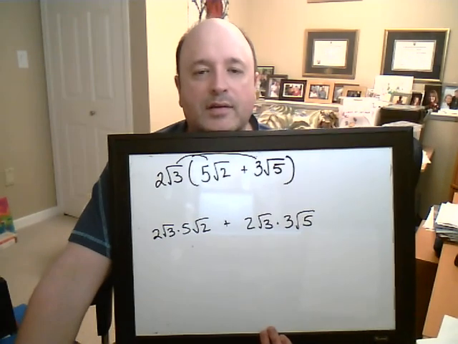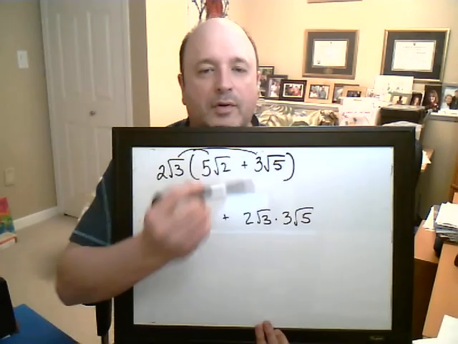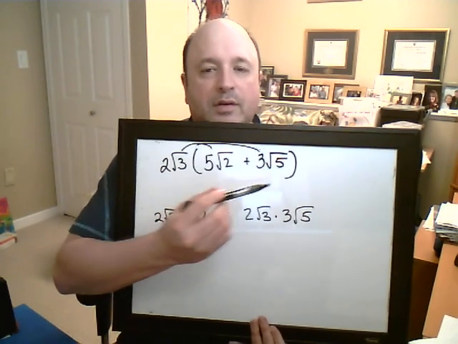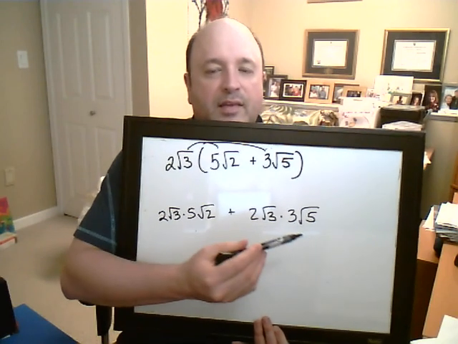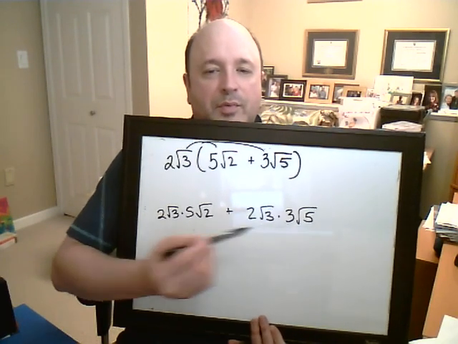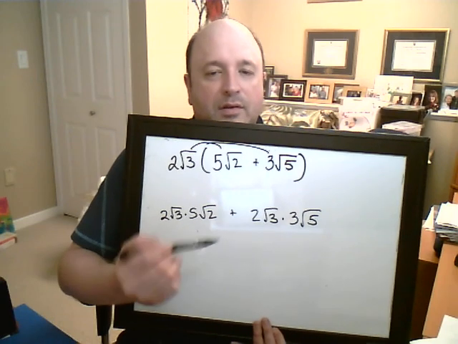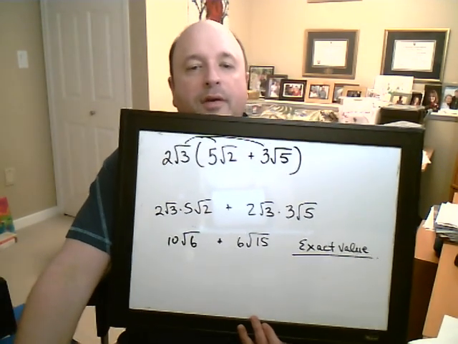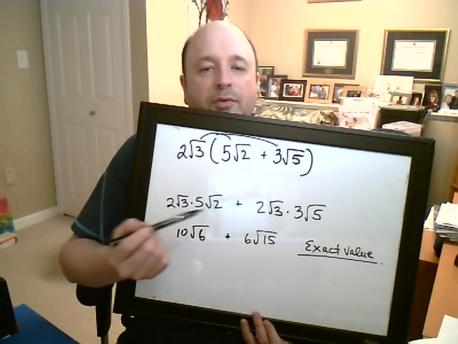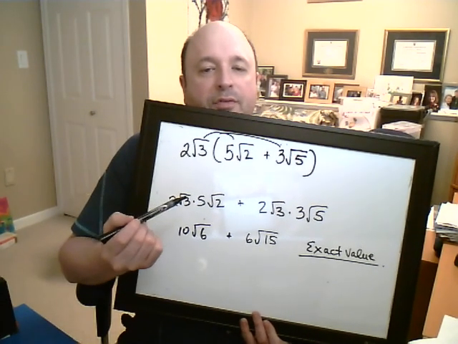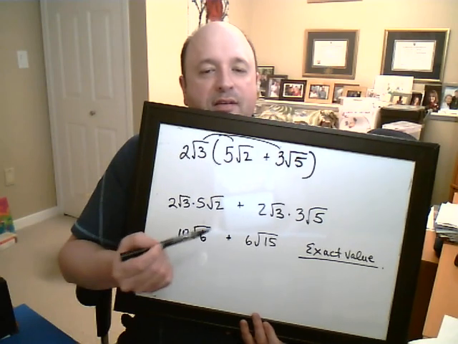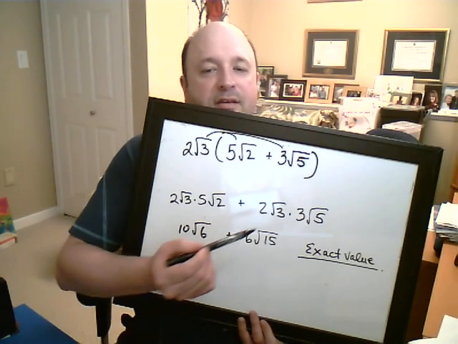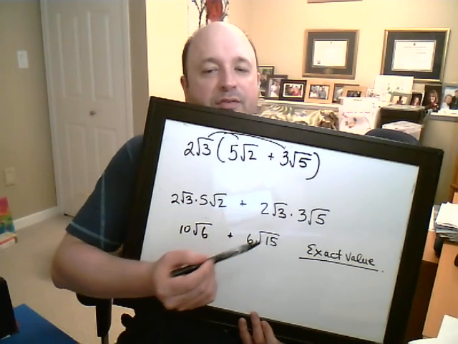When we multiply them out, we get 2 root 3 times 5 root 2, and 2 root 3 times 3 root 5. We multiply the whole numbers, and we multiply the radicals, and we try our best to simplify. So here we go. 2 times 5 is 10. Root 3 times root 2 is root 6, so that's our expression for the first part. Then 2 times 3 is 6, and root 3 times root 5 is root 15.